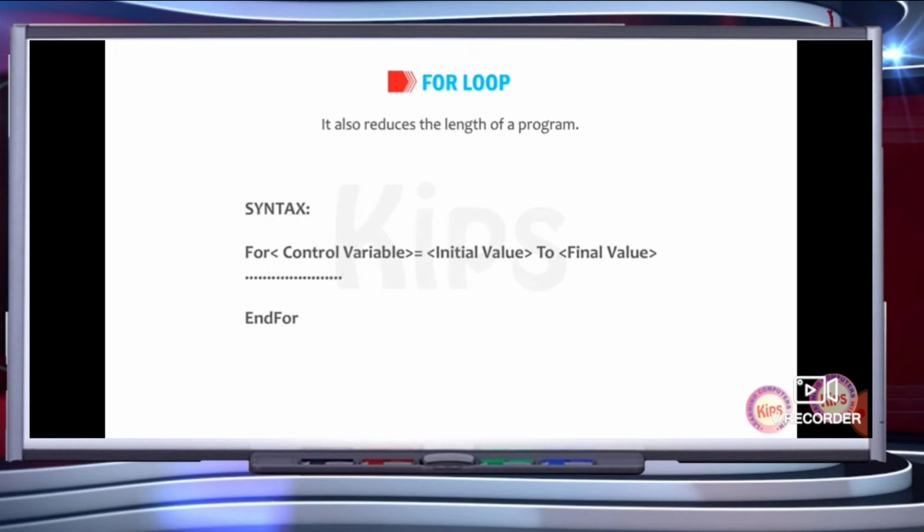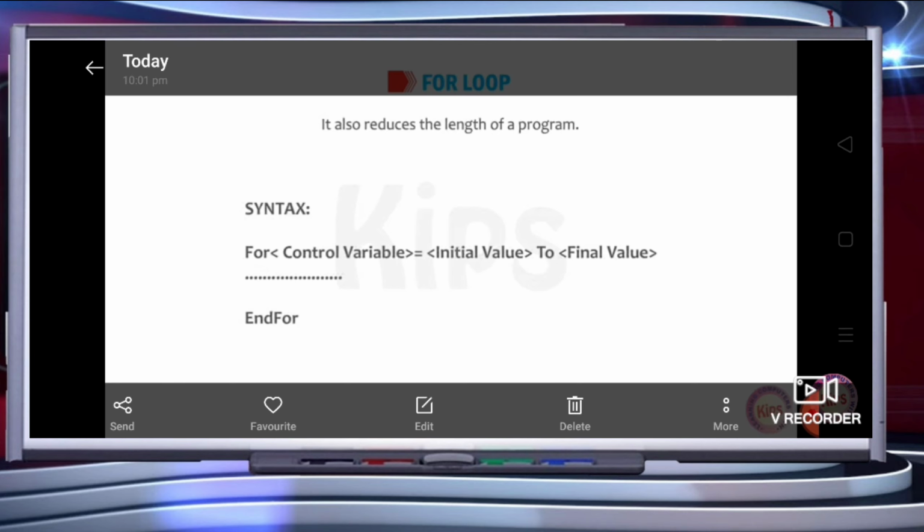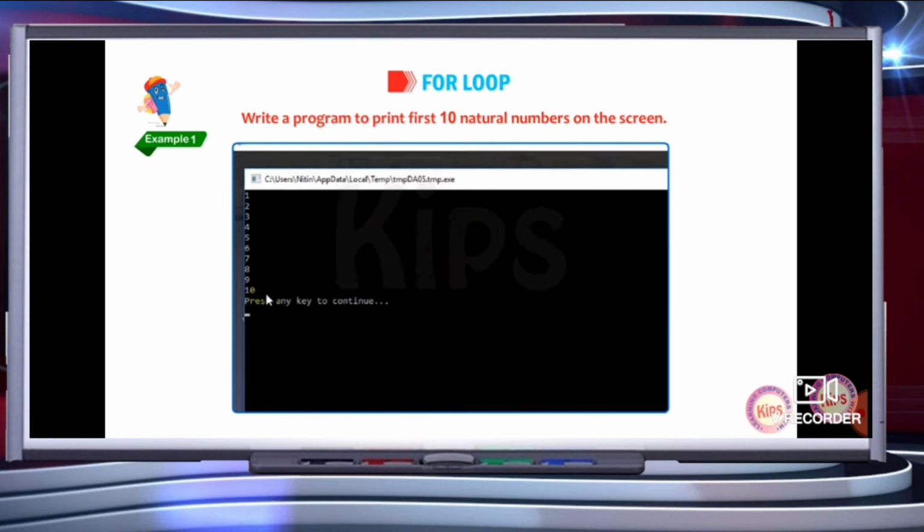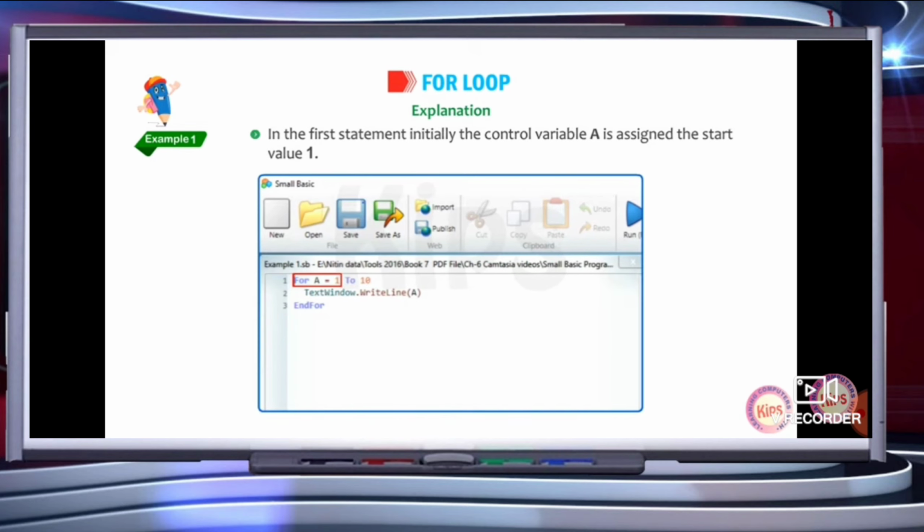Syntax: For (control variable) = initial value To final value, and End For. Take one example. Write a program to print the first 10 natural numbers on the screen. The output is shown on the screen.